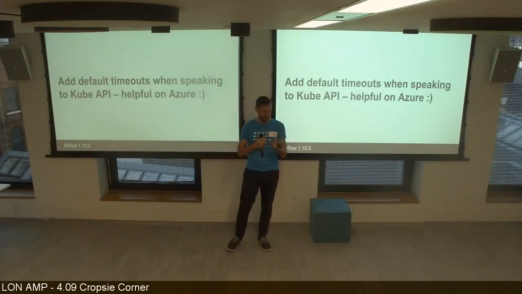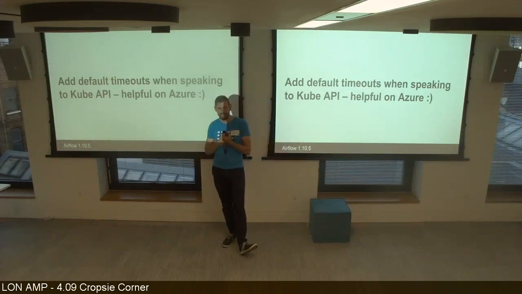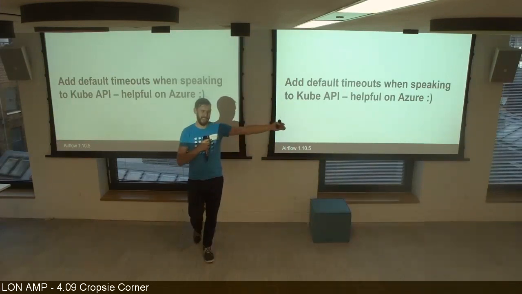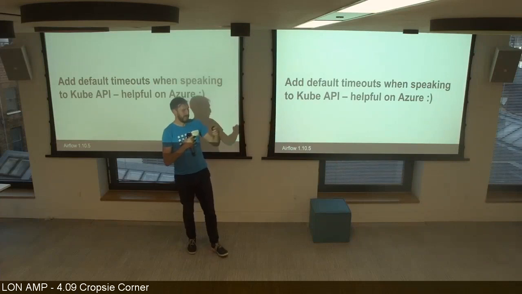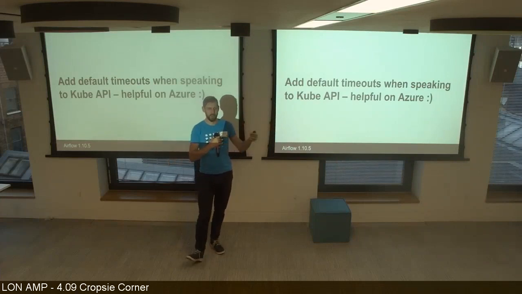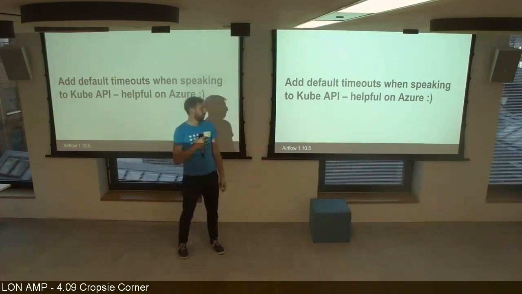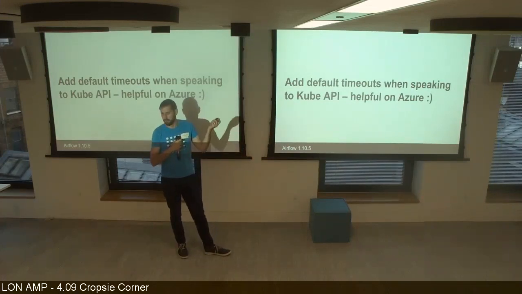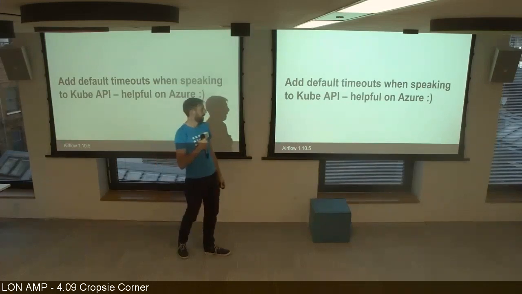Other things we added in 1.10.5: default timeouts on speaking to the Kubernetes API, rather than just hanging forever. We added a default timeout of 60 seconds. So if you don't get any response back in 60 seconds, it will time out and retry, which apparently helps on Azure if you're unfortunate enough to have to run EKS.